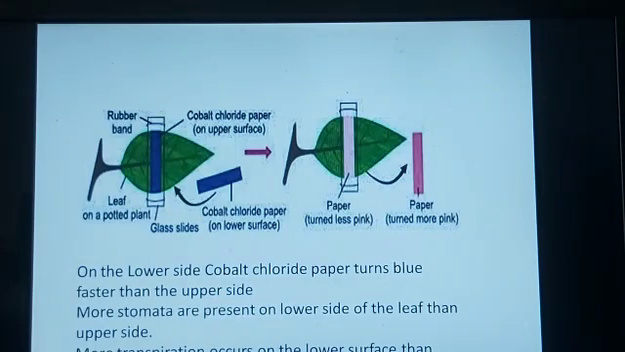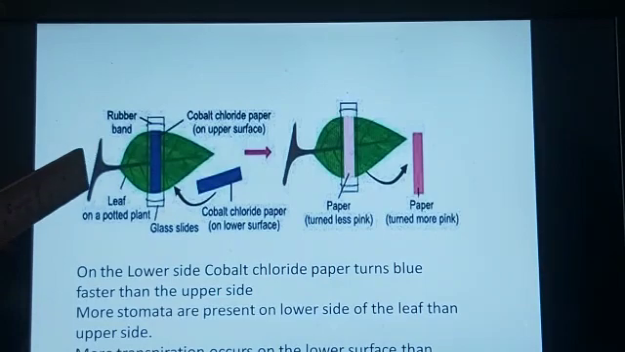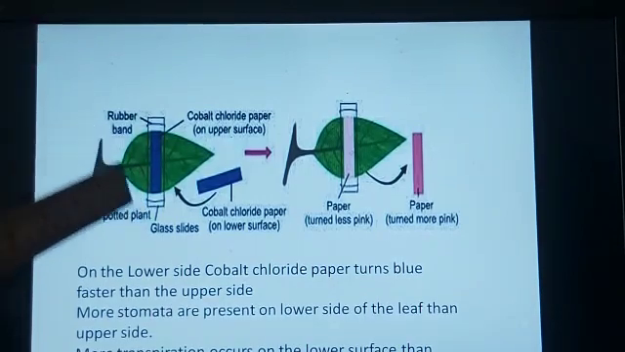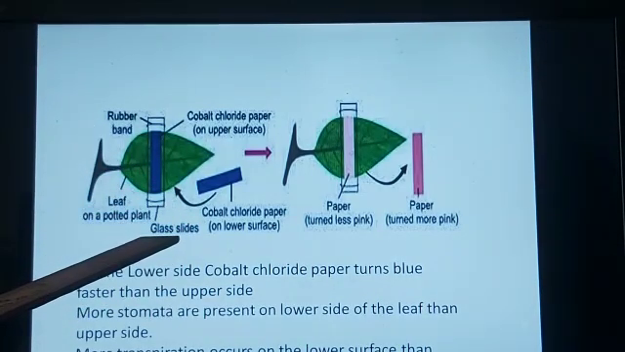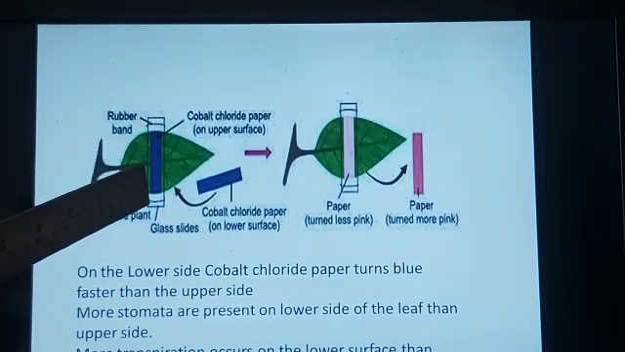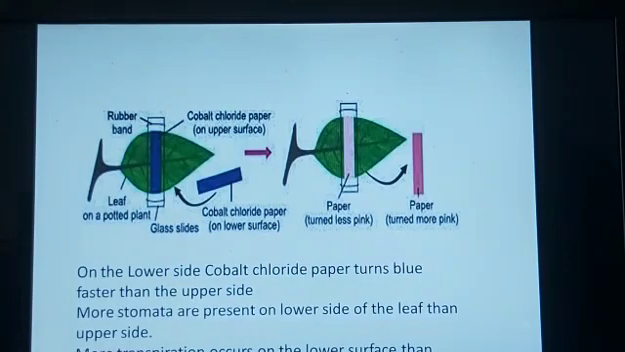Now here children, you can just look at this experimental setup. Here the leaf is intact to the plant, and on the upper as well as the lower surface of the leaf a strip of cobalt chloride paper is kept, and then it is secured with the help of glass slides. So one strip of cobalt chloride paper is present on the upper surface and another strip is present on the under surface of the leaf. This plant with this leaf is kept under sunlight for a few hours.